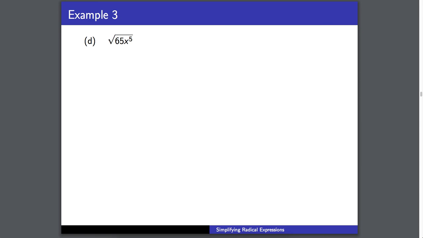In this video, we're going to take a look at some more examples of simplifying square root and higher root expressions. So picking up where we left off from the last video, example 3D, we have the square root of 65x to the fifth. So we can separate that as the square root of 65 times the square root of x to the fifth. And square root of 65 can't be simplified any further than it already is. So with square root of x to the fifth, we have an even root. So it's the square root is 2.